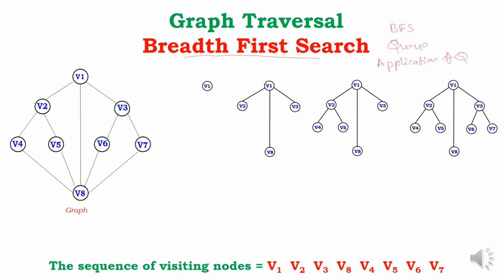Application of queue, as it uses a queue to traverse or visit all the nodes. We can select any node as the start vertex in the graph. Here there are 8 nodes. Select V1 as your start vertex.